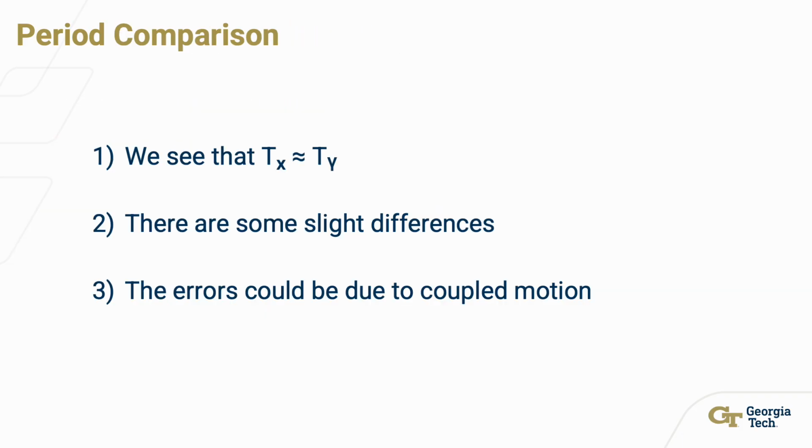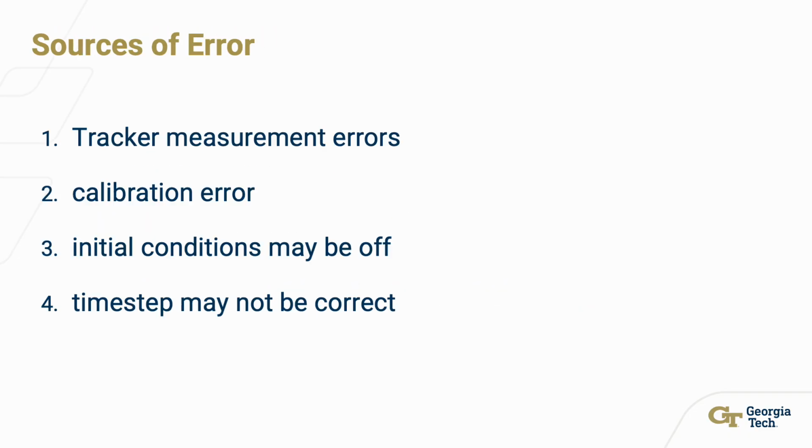What we get from this period comparison is that the period in the x and the y directions is almost the same, with some slight differences, which could be due to their coupled motion.